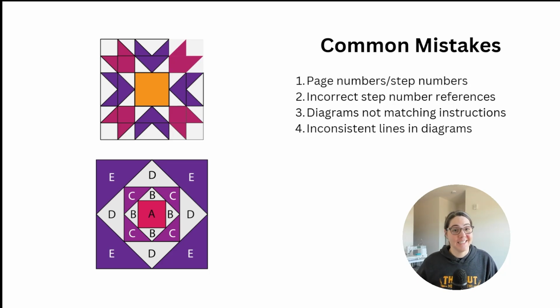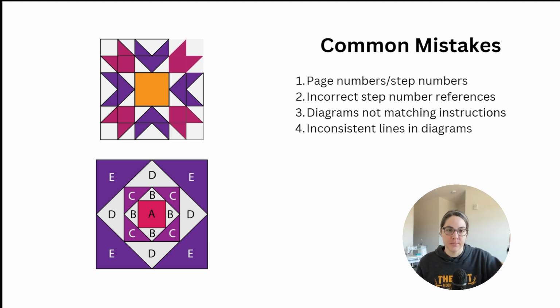The third thing that I see a lot, and this one's a little bit trickier to catch, are diagrams not matching the instructions. One example of this would be what you see down in the bottom left there. You've got A, B, C, D, and E pieces, and maybe the instructions say that you actually need A, B, C, D, and F. And now your diagram doesn't match your instructions. And so which one's correct, right? Which piece is actually there?